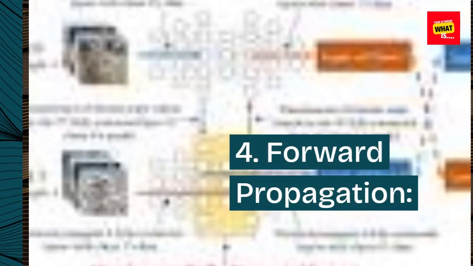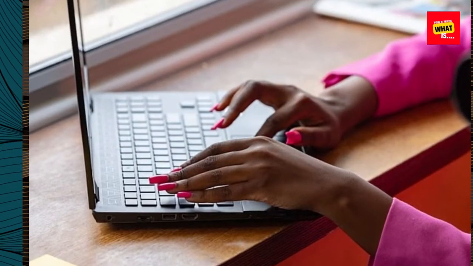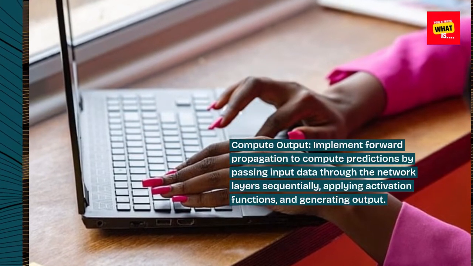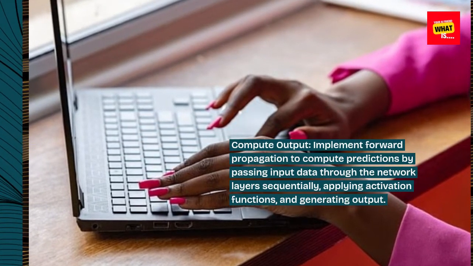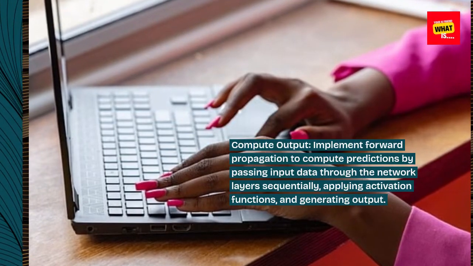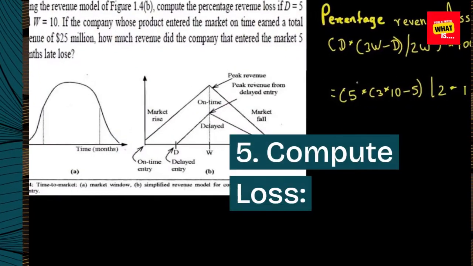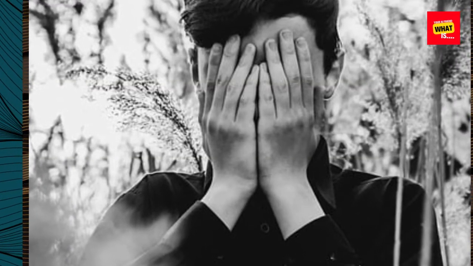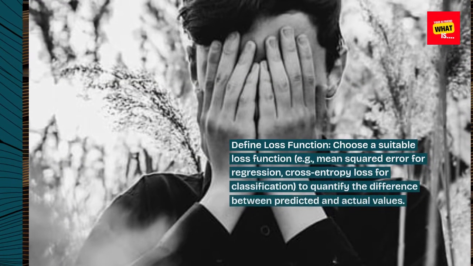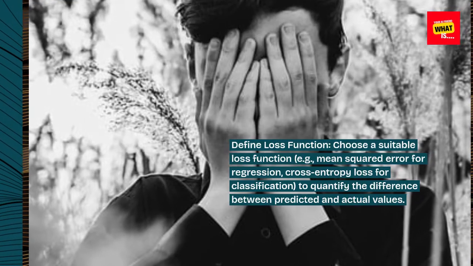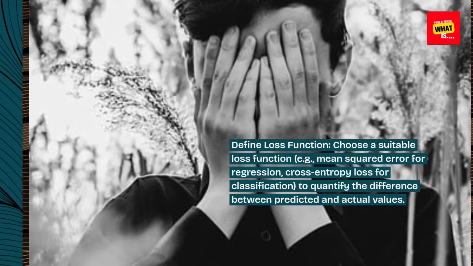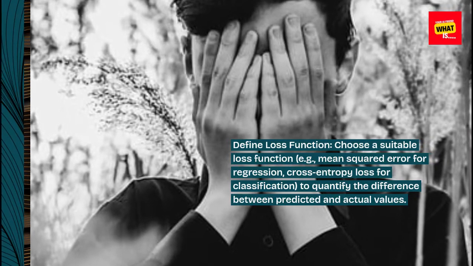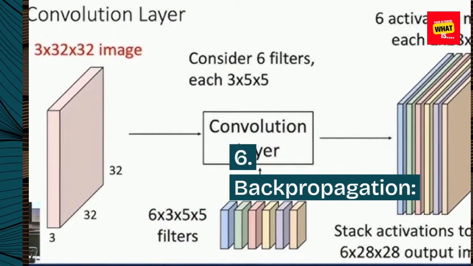4. Forward propagation. Compute output. Implement forward propagation to compute predictions by passing input data through the network layers sequentially, applying activation functions, and generating output. 5. Compute loss. Define loss function. Choose a suitable loss function, e.g., mean squared error for regression, cross-entropy loss for classification, to quantify the difference between predicted and actual values.